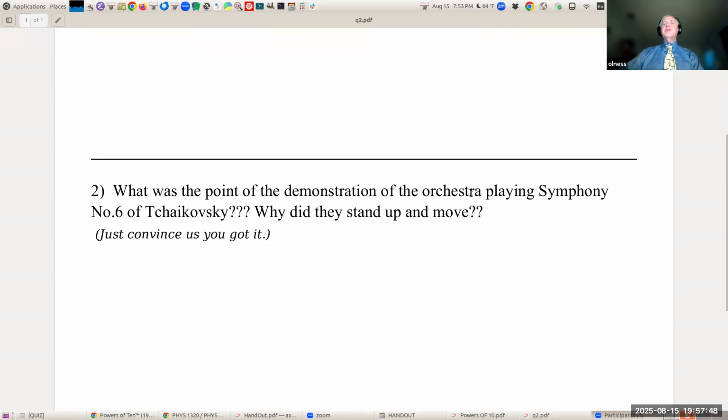So what was the point of the demonstration, the orchestra playing Tchaikovsky's Symphony number six, and why do they stand up and move? What this was demonstrating is that Tchaikovsky was using a rather clever approach. The melody you heard was not played by any single instrument. Basically, the melody was traded note by note between the first and second violins.